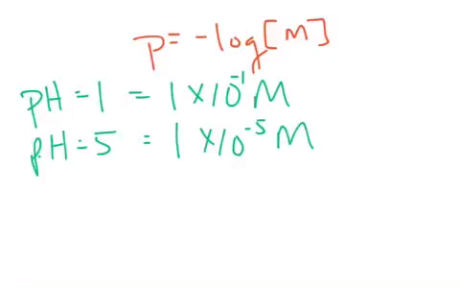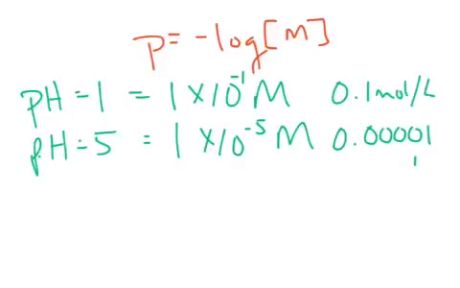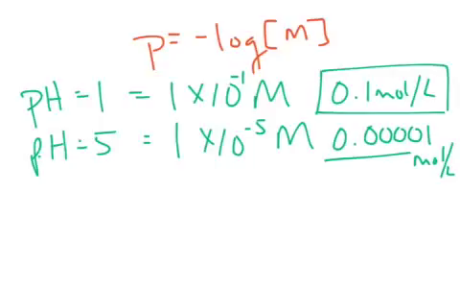In regular numbers, this is 0.1, and this is 0.00001, moles per liter. Okay, so as the pH scale gets closer and closer to 7, what we're looking at is more and more dilute hydronium. A pH way down at 1 has a lot of hydrogen in it. A pH close to 7 has very little, because 0.00001 is a very small number.